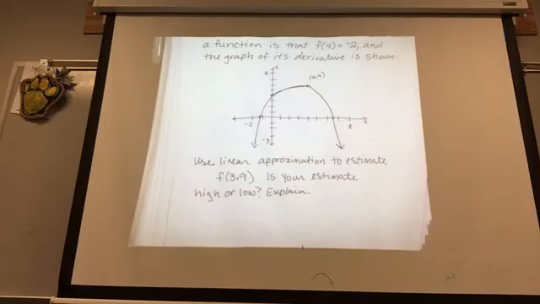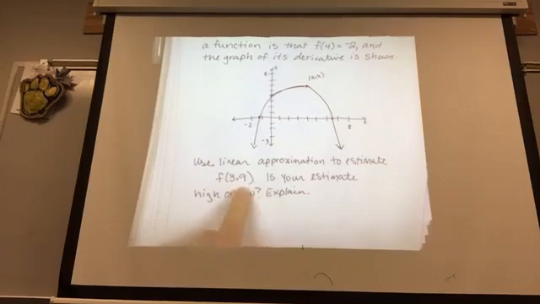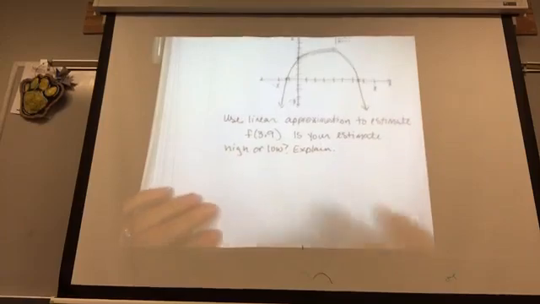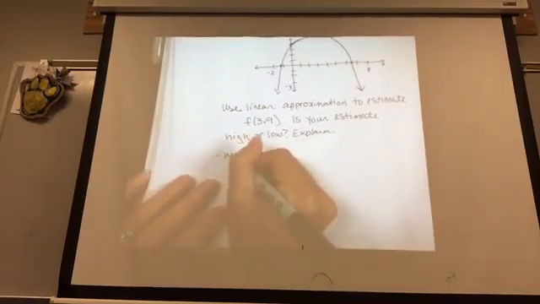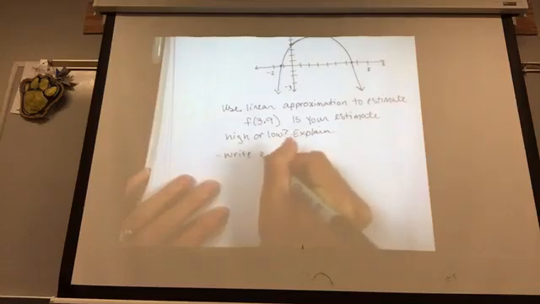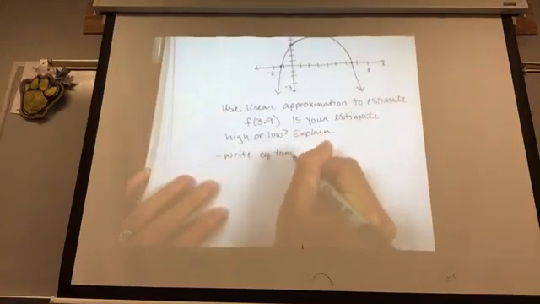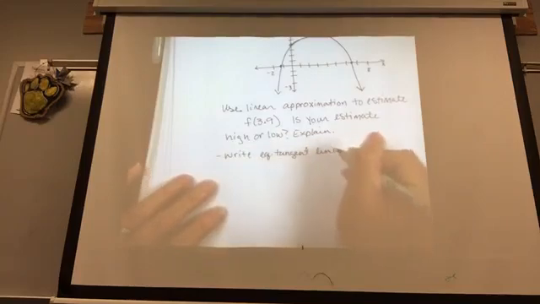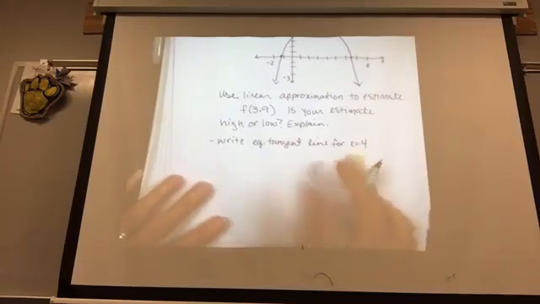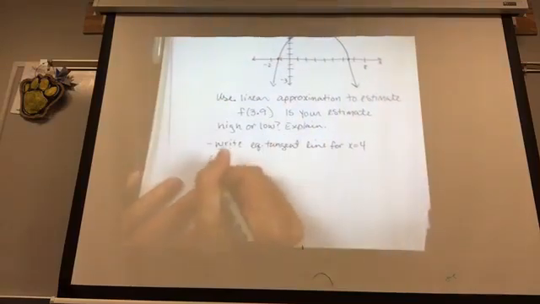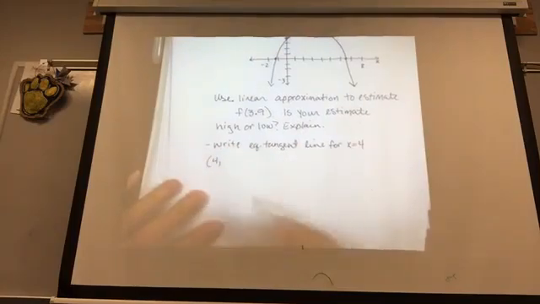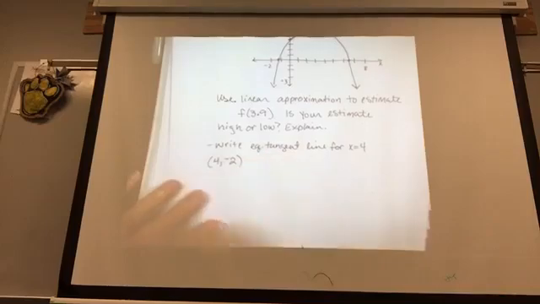Okay, so if I'm finding a linear approximation of f of 3.9, I need to find some value that's close to it and write the tangent line at that value. What value is close to it? 4. So I'm going to write the equation of the tangent line for x equals 4. My point, they gave it to me: when x is 4, f of 4 equals negative 2, so I have the point 4, negative 2.